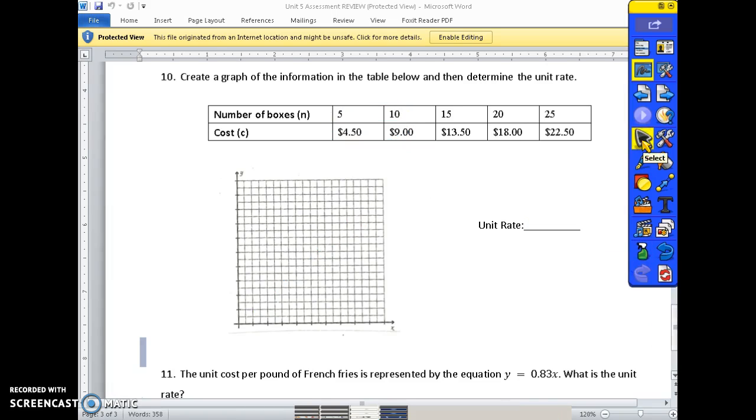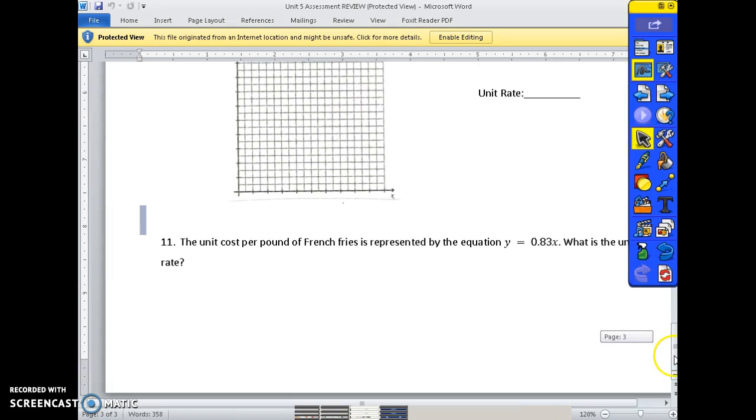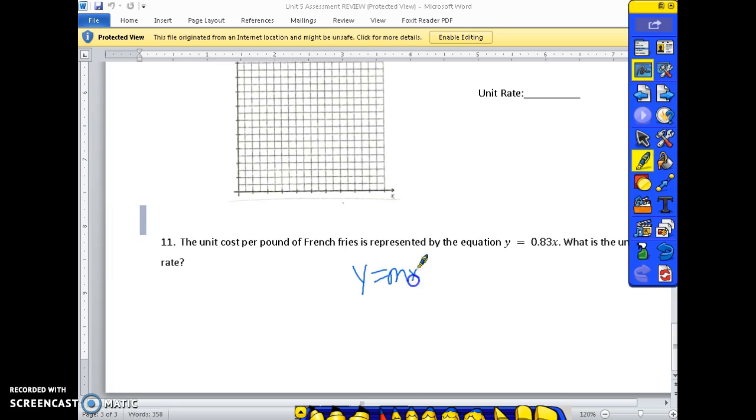And our last question, we are to find the unit rates. The unit cost per pound. Unit cost, unit rate is the same thing as our slope, and our equation is y equals mx plus b, where m is your slope. Then for French fries, that's represented by y equals 83 hundredths x, 83 cents per pound is the cost of fries.